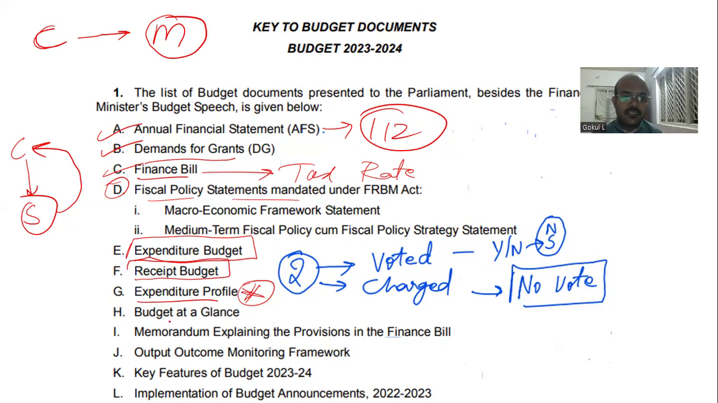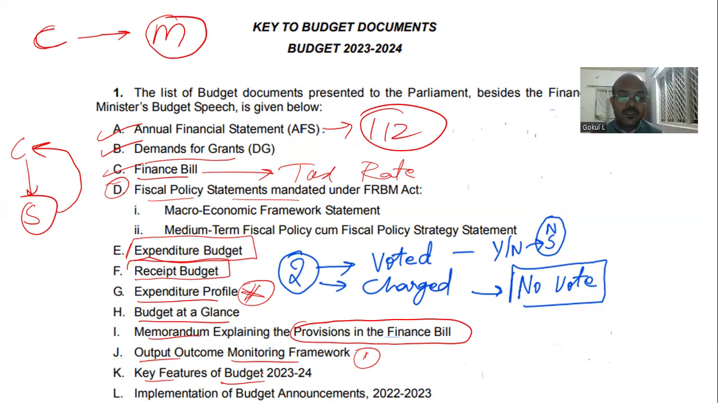Next, budget at a glance. This is also very important. It gives a complete structure of both receipts and expenditure. Next, memorandum explaining the provisions of the finance bill. What the finance bill says, why we have given this tax rate. So we have that one particular document. Next, output outcome monitoring framework. That is one document, very important. Next, key features of budget. The entire glimpse of all these documents will be given at K, key features of budget.